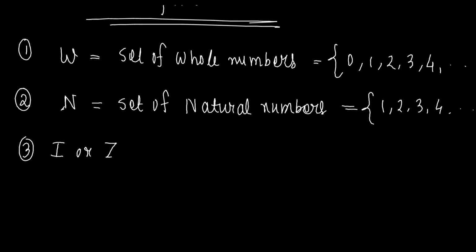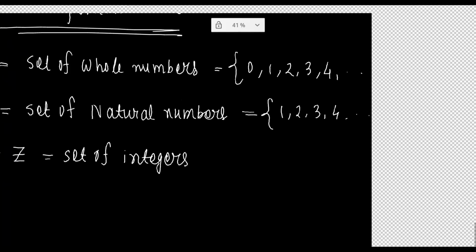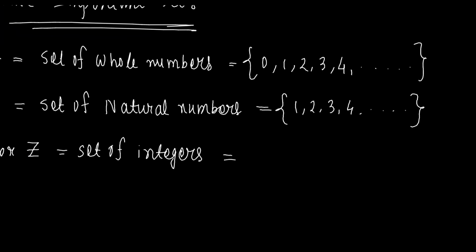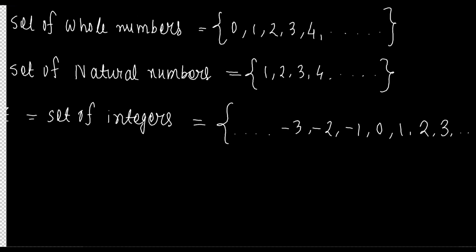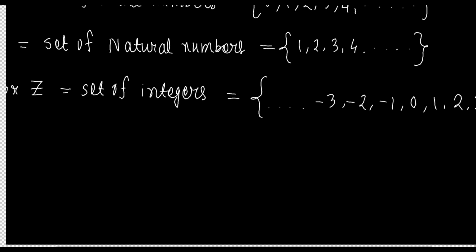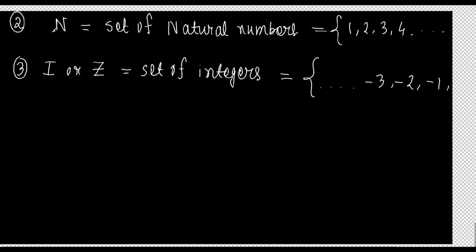So it is the set of integers. Set of integers means from here it is ... -3, -2, -1, 0, 1, 2, 3, and up to infinity. So this is the set of integers.